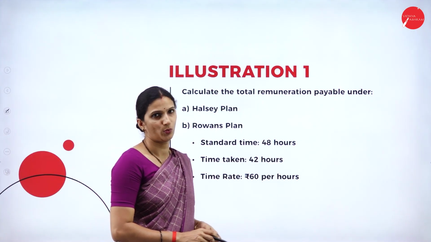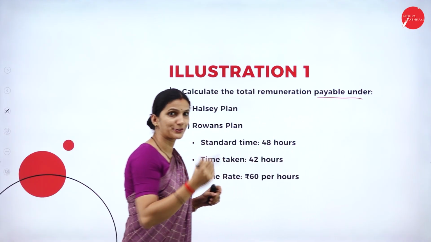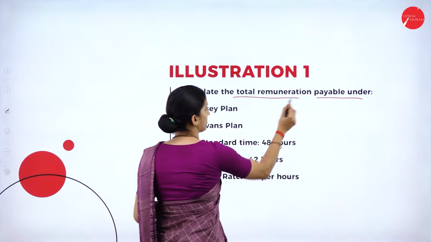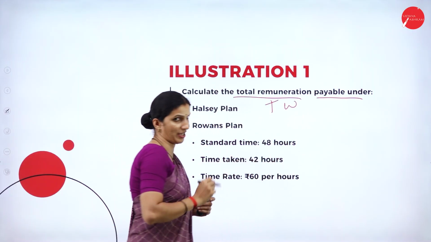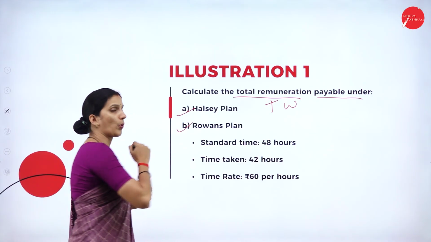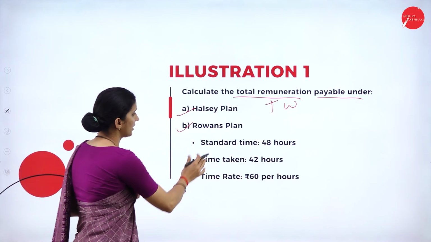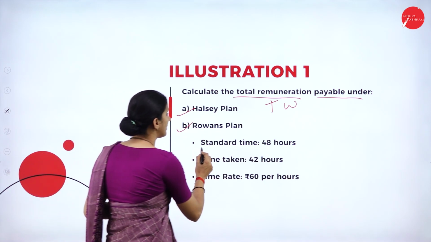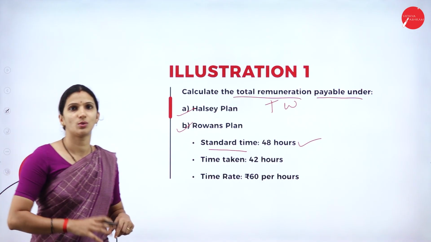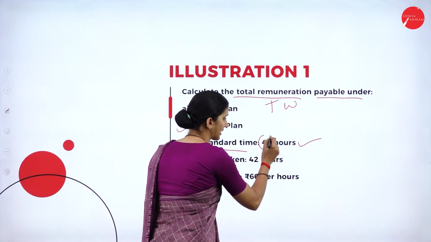Illustration number 1. See the question: calculate the total remuneration payable. Total remuneration payable means you need to calculate the total wages. So here total remuneration is nothing but total wages payable under Halsey's premium plan and under Rowan's plan. That means under both incentive systems you need to calculate the total wages. Here you have the information. The standard time given is 48 hours. That is the time allowed for the workers to complete the task.